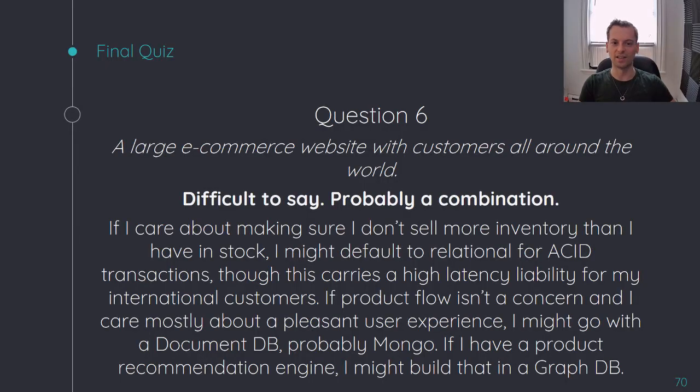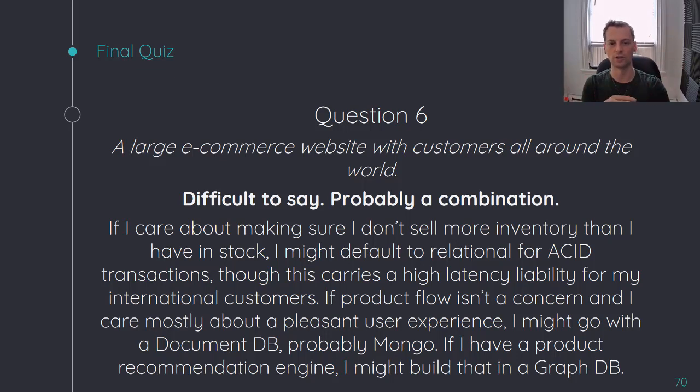So question 6, the large e-commerce website. This one is difficult to say. Probably want to do a combination. If the inventory is relatively small, probably want to be doing a relational so you don't make promises you can't keep. But if your inventory is very large and you care mostly about response time, you probably want to do a Mongo or something like that.